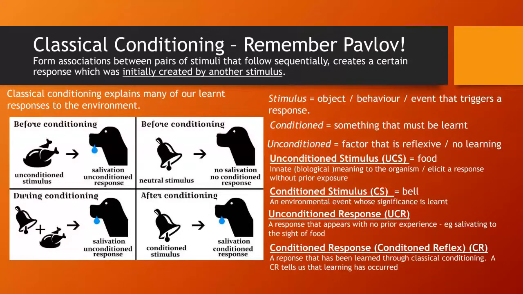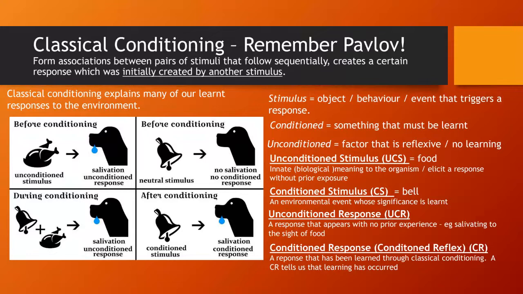Classical conditioning does explain many of our learned responses to things that happen in the environment, like the bee sting. Classical conditioning will explain that fear of a bee. Classical conditioning can be used to explain anxiety. Classical conditioning can be used to explain phobias. It's about our response to a specific stimulus.